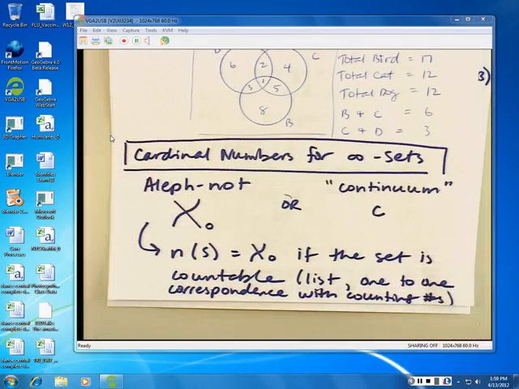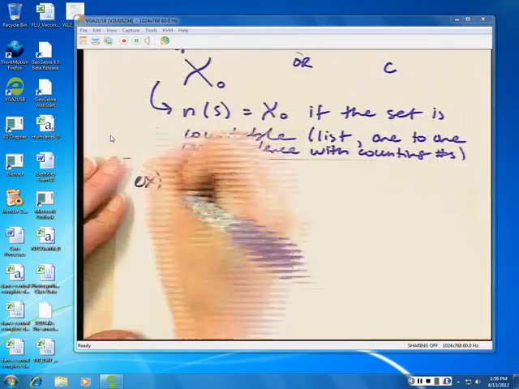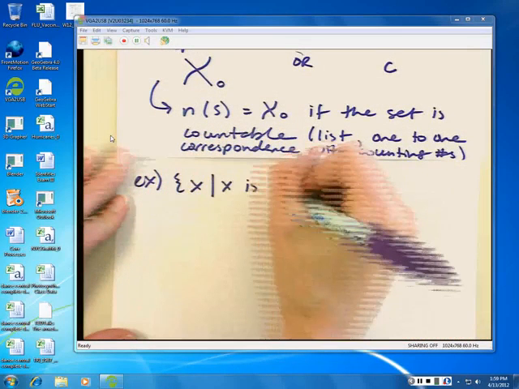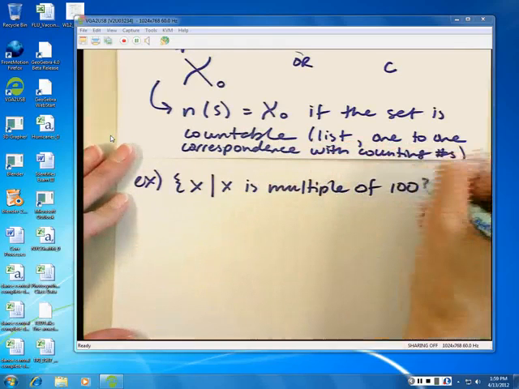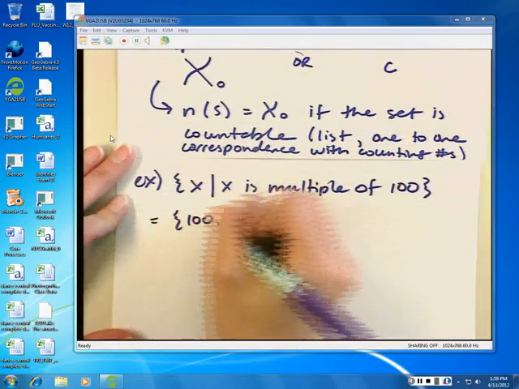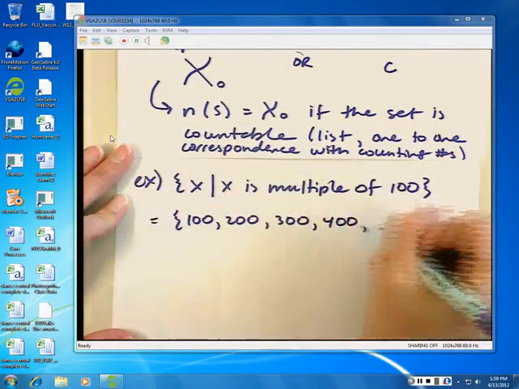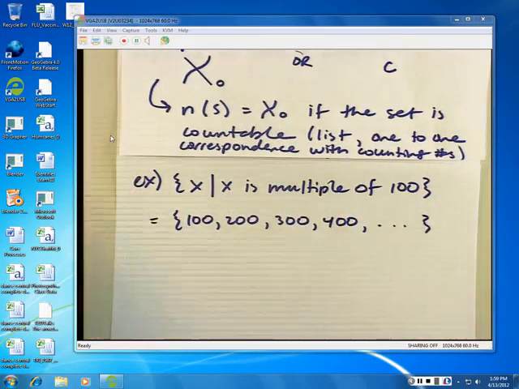Let me get another piece of paper here. Okay, so for example, let's look at this first one. The set of all x's such that x is a multiple of 100. If I want to list the set out, I can. So I've got 100, 200, 300, 400, and so on. Which really means that I have a first element.